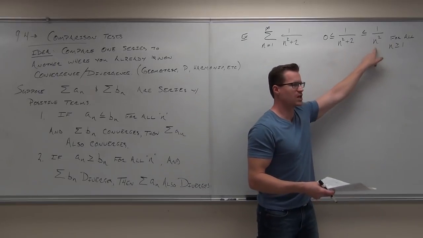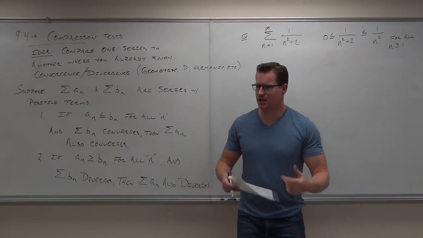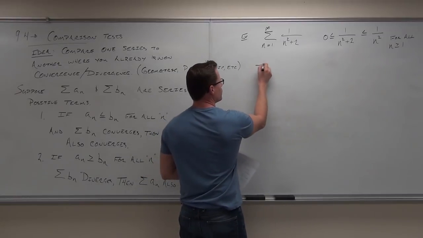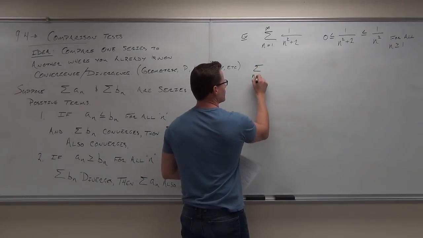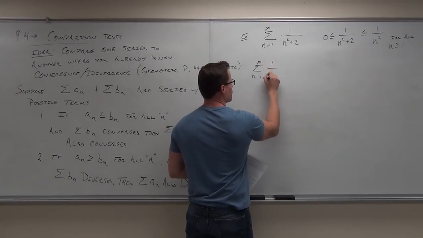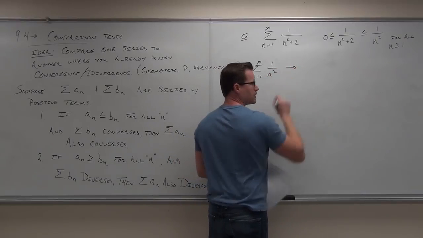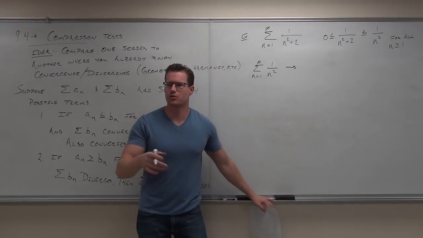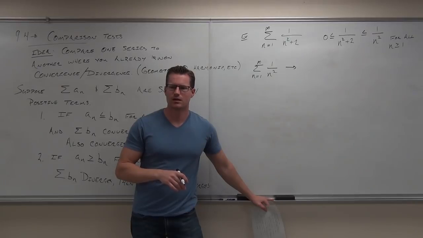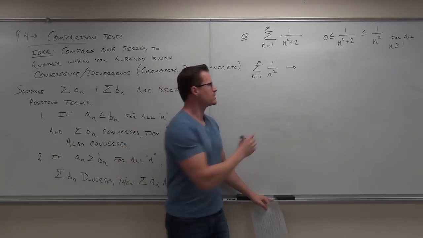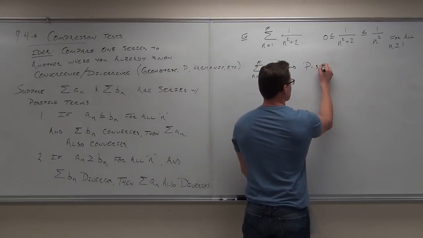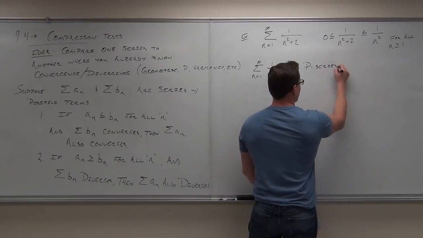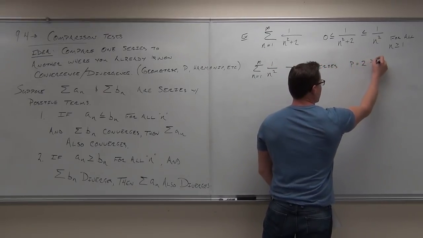Well, if that's a true statement, then here's what the comparison test says. It says, do you know the convergence for this? Yes. Okay, let's go through it one time. What's that called again? P-series. What's the p here? 2. So we know that this is a p-series. P equals 2. Hey, that's greater than 1.